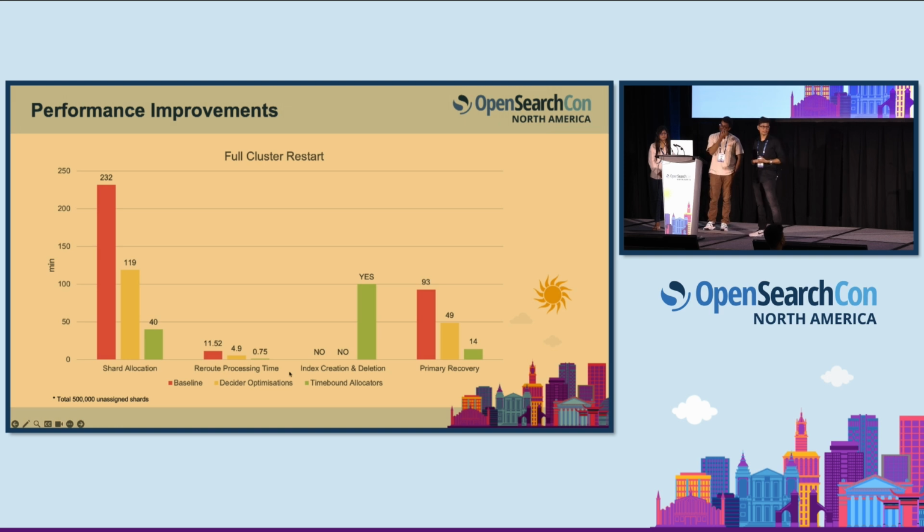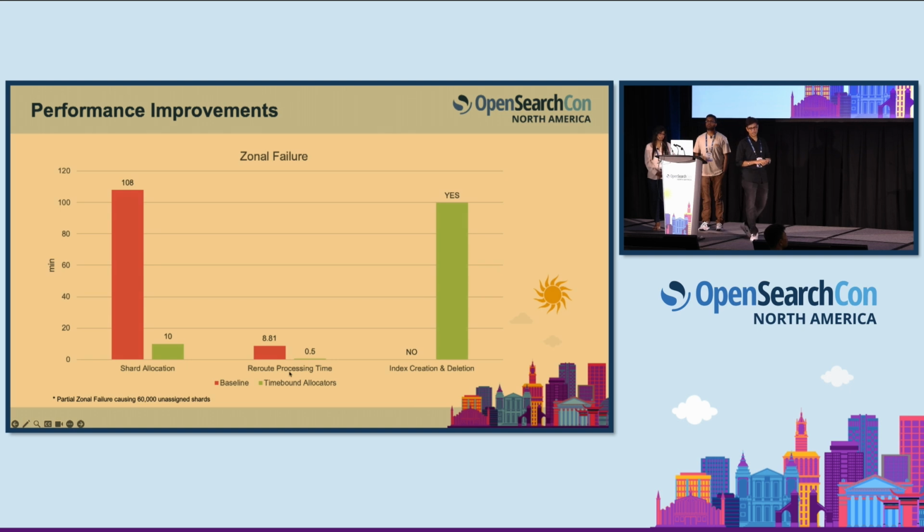down to 40 seconds. Index creation was still not succeeding with decider optimizations, and in the baseline, obviously it was failing if you had 500K unassigned shards. With time bounding the allocators, the index creation always went through. Similarly, the time to yellow, I mean all the primary shards getting assigned: earlier it took 93 minutes, with decider optimization it took 49 minutes, with time bounding the allocators it took only 14 minutes.